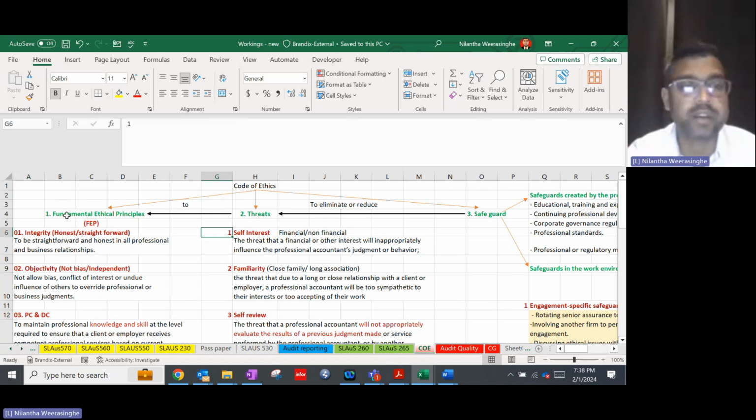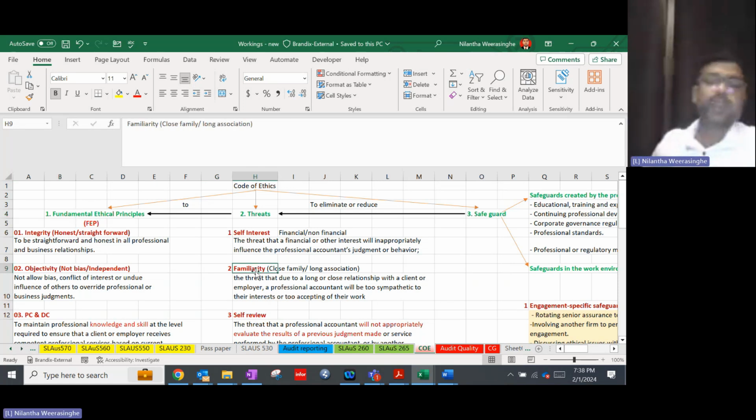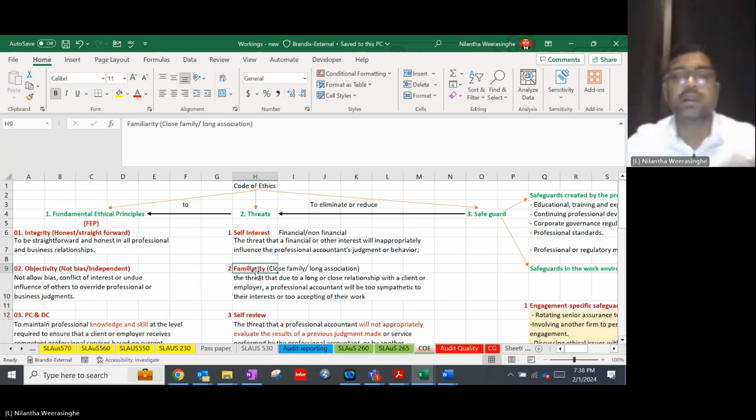Self-interest threat will be created. Problems to this fundamental ethical principle. Familiarity threat, the second one. Familiarity threat means, let's say you are auditing JMC's financial statement. You are the finance manager. Your wife is working as an accountant, auditor. The wife is auditing the husband's work. Familiarity threat will be created.